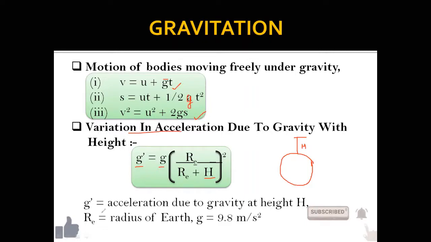Okay, g dash is acceleration due to gravity at height h, R is the radius of Earth, that is 6400 kilometer. Re has the constant value, that is 6400 kilometer, the radius of Earth, and g, we all know that the value of small g is 9.8 meter per second square.